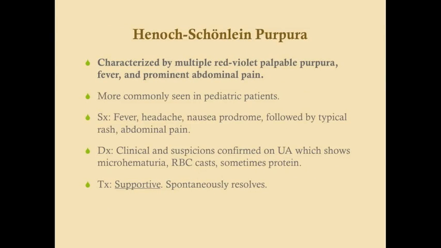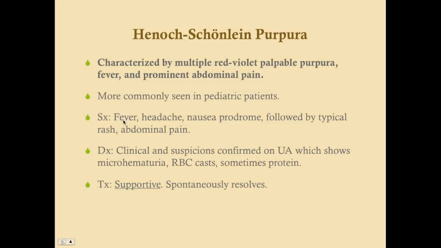Henoch-Schönlein Purpura, which we alluded to earlier, is characterized by multiple red-violet palpable purpura, as well as prominent abdominal pain and fever. So what's important here is that you're going to have this very characteristic rash, and it doesn't look at all like chickenpox. And these are very common in pediatrics. You can see it in adults, but it's more common in pediatrics. And you're also going to have this prominent abdominal pain.